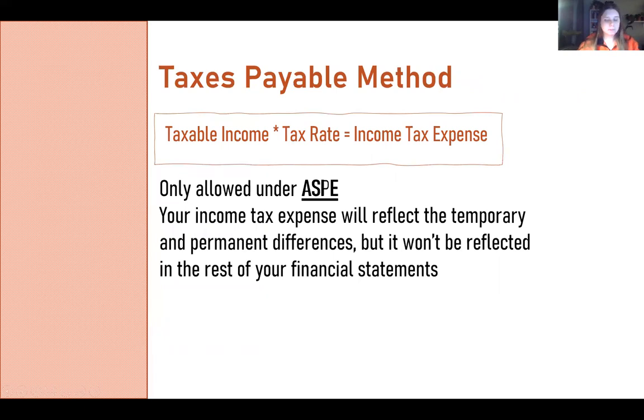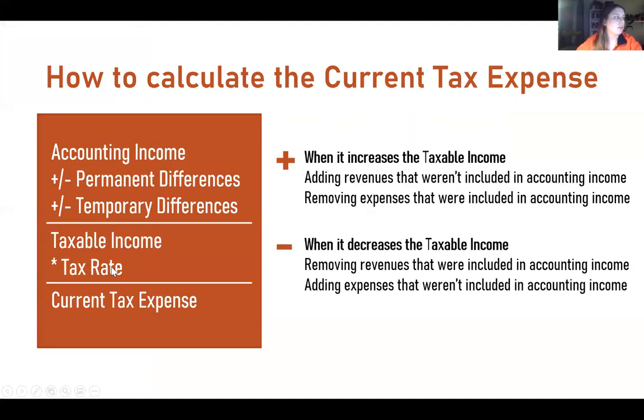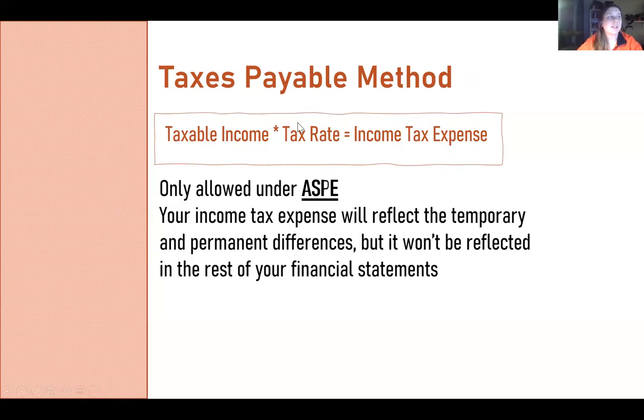There are two types of method. The taxes payable method is only allowed under ASPE. It's a lot easier than the other method, as I think you guys know. Under the taxes payable method, you take the taxable income that you found here and multiply it by your tax rate, and that gives you your income tax expense. And that's it, you're done. So your income tax expense will reflect the temporary and permanent differences, but the rest of your financial statements won't. So it's only here that you're going to be able to tell if you have permanent or temporary differences.